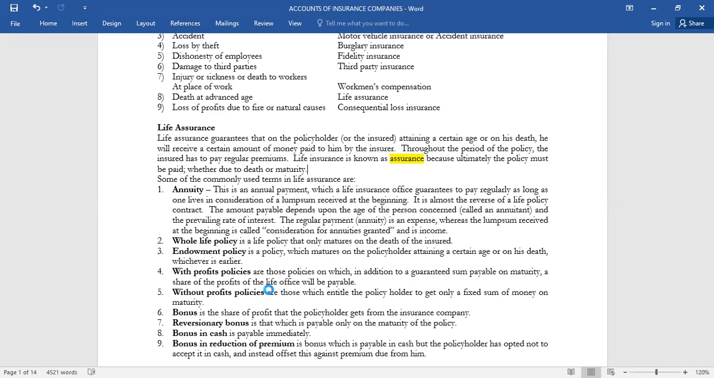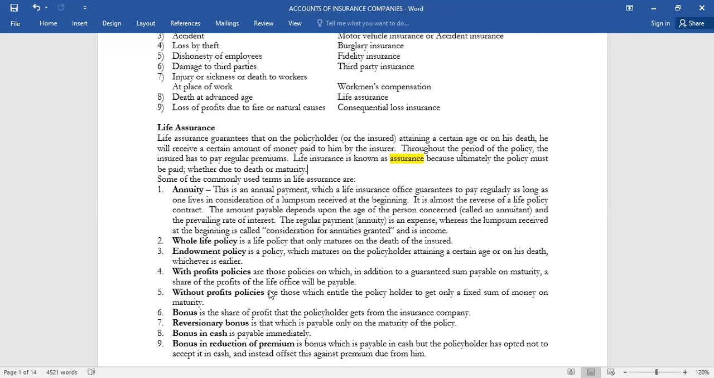Then we have the without profit policies. Of course, this will be contained in the policy document, ab initio, or from the word go. And these are those policies, as the word goes, that will have a fixed sum of money. So you already know that at maturity, after I attain 80 years, let's say, I'm going to be paid 10 million. There is no profit that will come over and above the 10 million. That's why we are calling it the without profit policies.